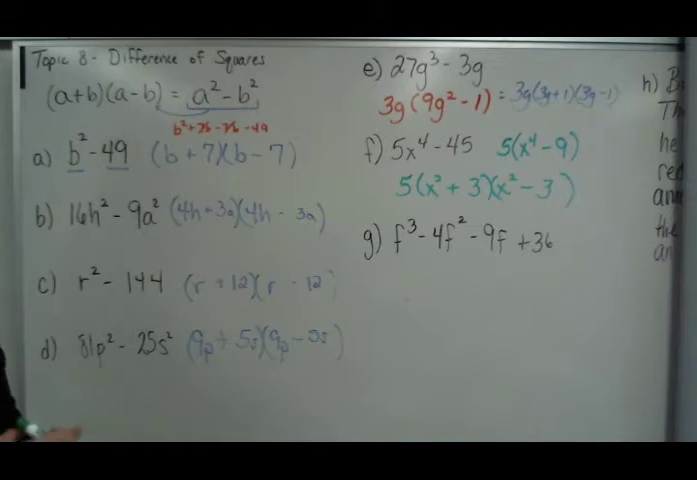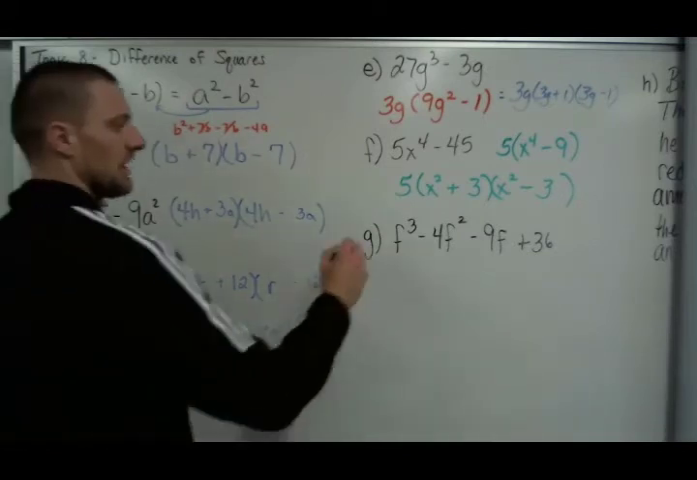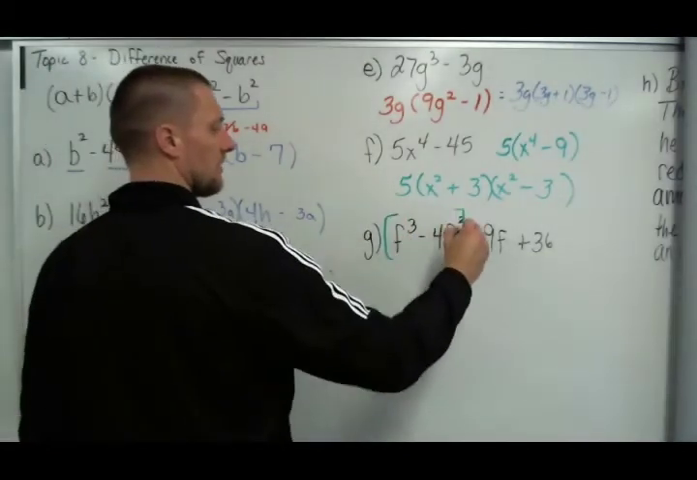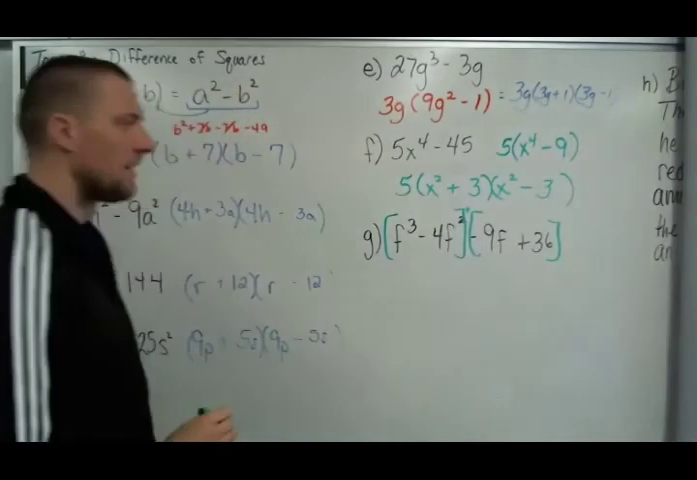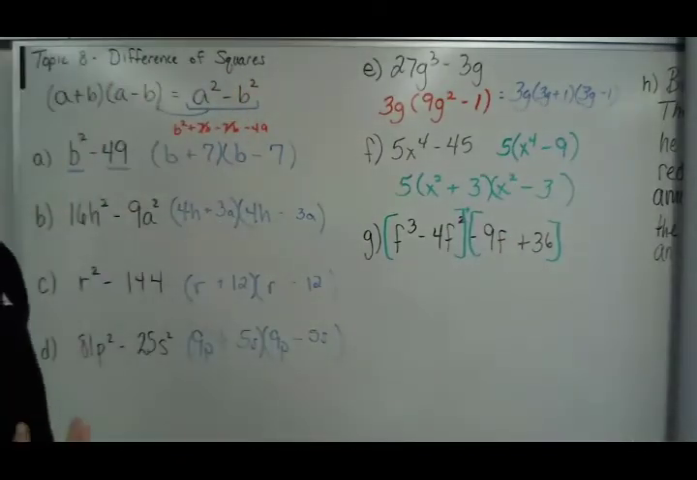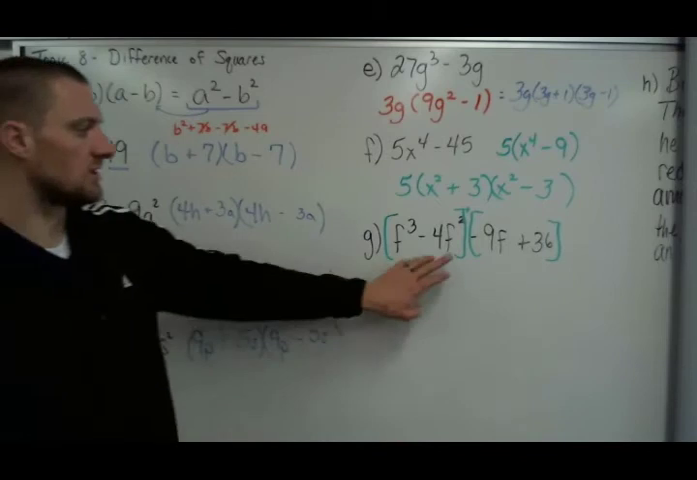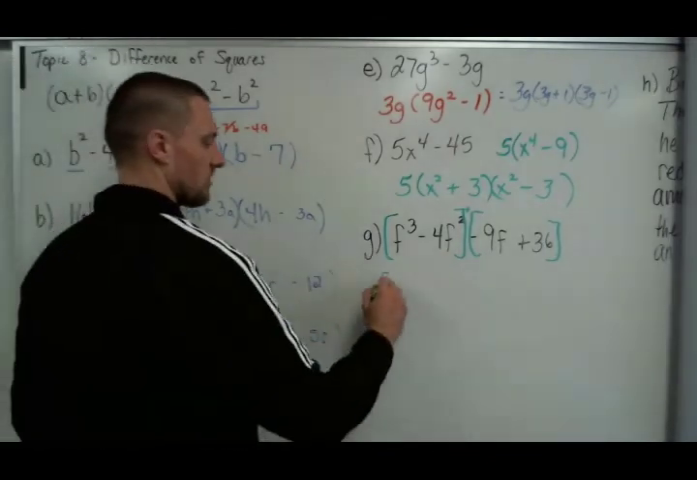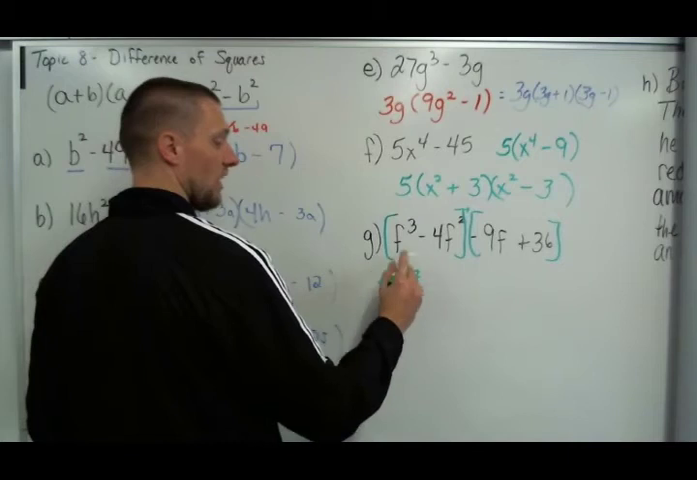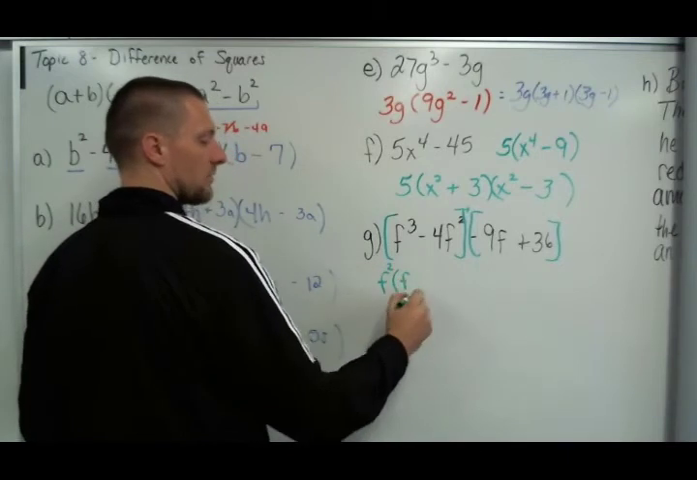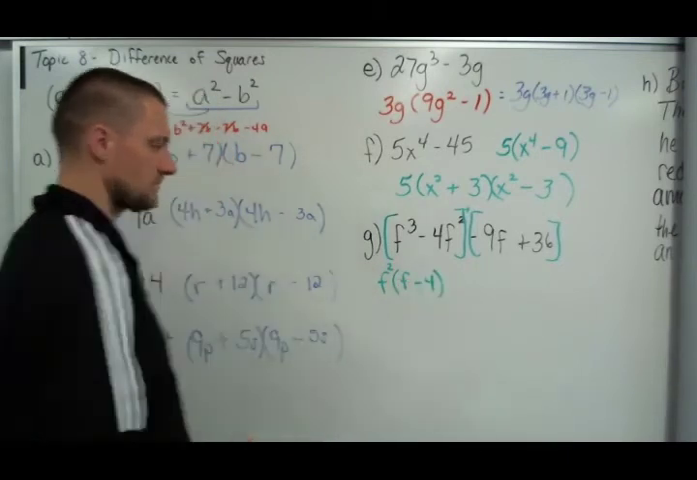The final one of these with this type of setup has 4 terms, and if you remember from a few sections ago, 4 terms use factor by grouping. So I'm going to take my first 2 and group them together, and my last 2 and group them together. Now with factor by grouping, you look for a common factor. The greatest common factor here is an f squared. So I factor an f squared out, and I'm left with f minus 4.